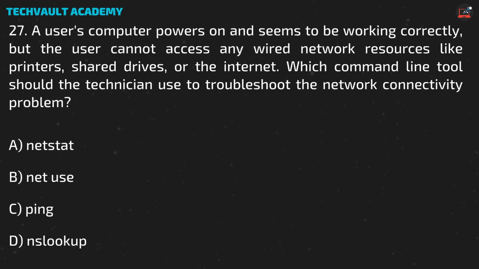27. A user's computer powers on and seems to be working correctly, but the user cannot access any wired network resources like printers, shared drives, or the internet. Which command line tool should the technician use to troubleshoot the network connectivity problem? A. netstat, B. net use, C. ping, D. nslookup.